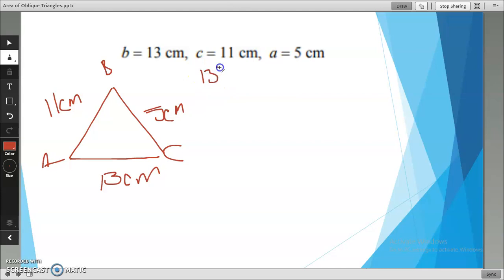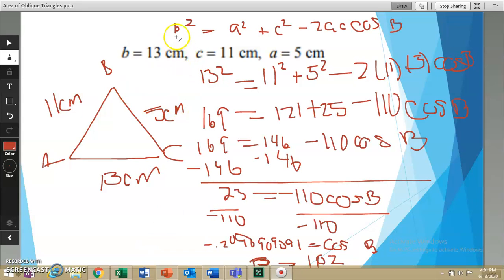So I'm going to do 13 squared is equal to 11 squared plus 5 squared minus 2 times 11 times 5 times cosine B. And that's just my law of cosines. All right, so I need to evaluate. I'm sorry, again, for the sake of time, we have b squared equals a squared plus c squared minus 2ac cosine B, which is my formula for law of cosines. And so I went ahead and evaluated. I got 169 equals 121 plus 25 minus 110 cosine B.